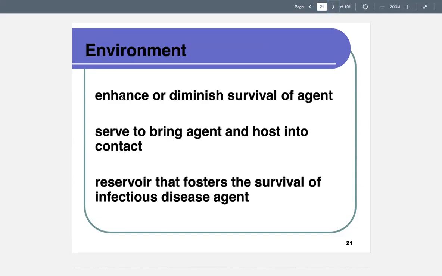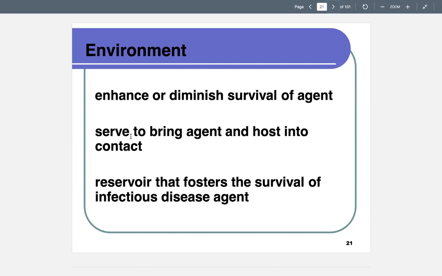And then, class, in the environment, this could enhance or diminish the survival of the agent. The dirtier the environment, the more the pathogens can grow and survive. Or it could diminish the survival of pathogens if the environment is neat, clean, not dirty. So that could diminish the survival of pathogens.